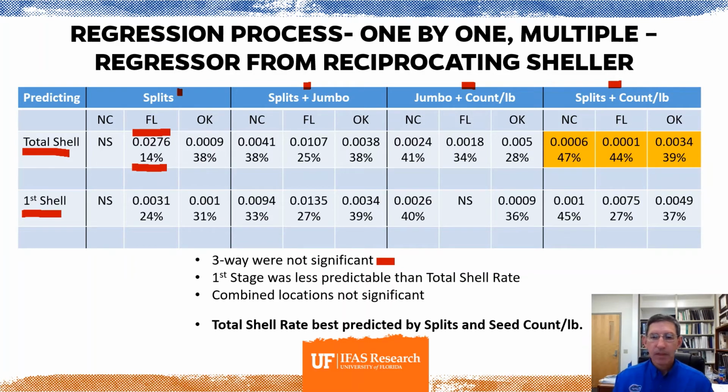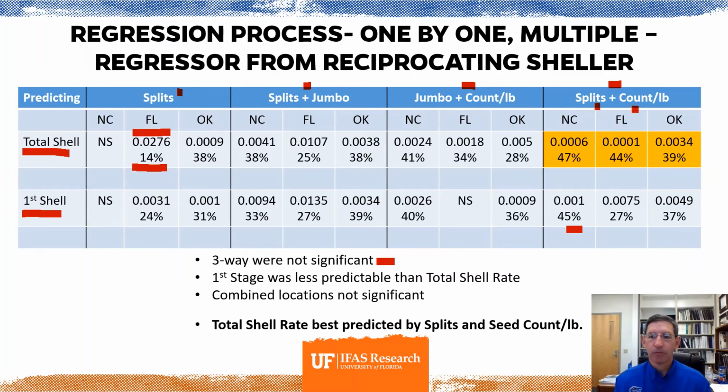So in summary, you can see that the very best relationships were generated between splits plus seed count. Splits and seed counts used as two different regressors in the model explained about 40 to 45%, maybe 50% of the variation in total shelling rate, but not in first stage shelling rate, as you see here. So we decided to focus on total shelling rate using these two variables to see what kind of equation we can develop.